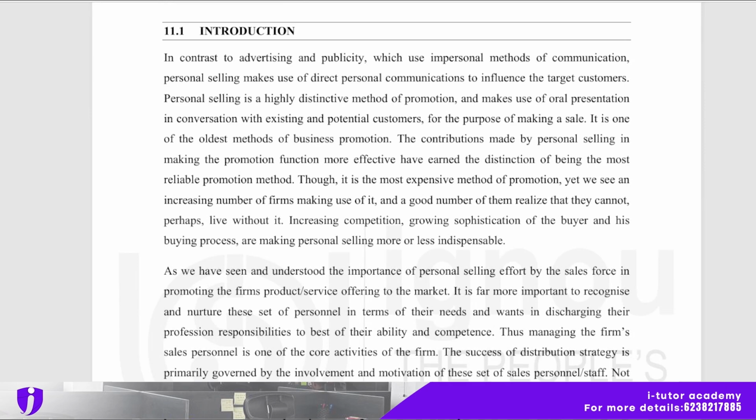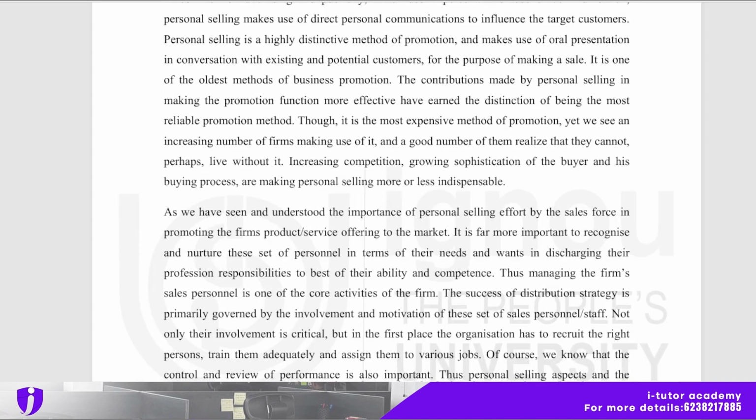In contrast to advertising and publicity, which use impersonal methods of communication, personal selling makes use of direct personal communication to influence the target customers. Personal selling is a highly distinctive method of promotion and makes use of oral presentation in conversation with the existing and potential customers for the purpose of making a sale. It is one of the oldest methods of business promotion.